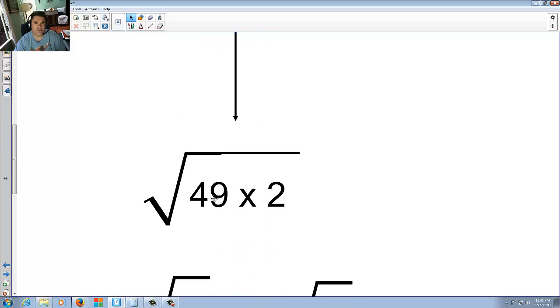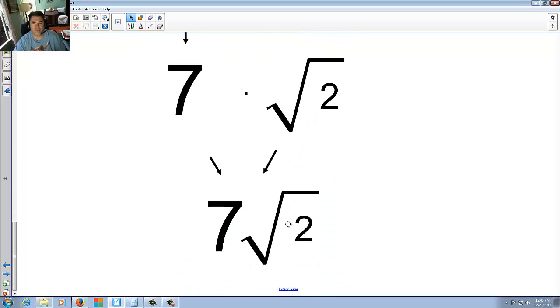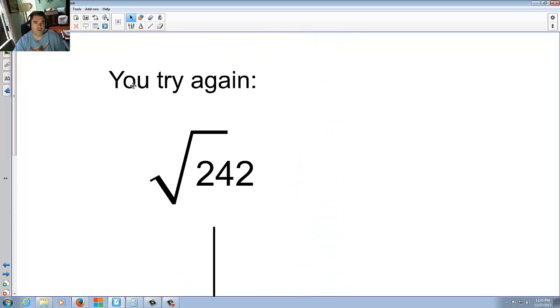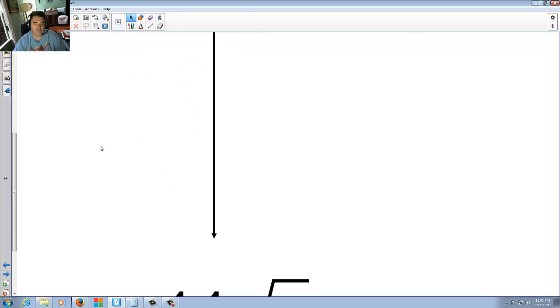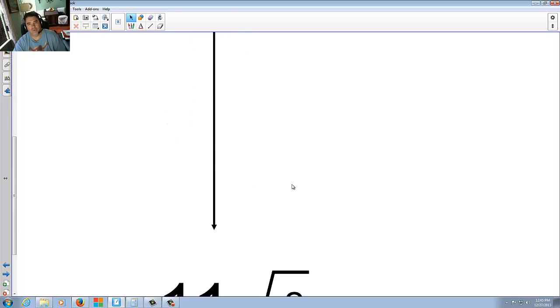98 breaks down into a 49 and a 2. Root of 49, root of 2. Root of 49 becomes a 7, which goes on the outside. Root of 2 stays inside, so it stays there. So 7 square root of 2. You try again, go ahead. Let's see how you did. 242. Now why does it become 11 square root of 2? Because basically you have 2 on the outside, and root of 121 and root of 2, and root of 121 is 11.